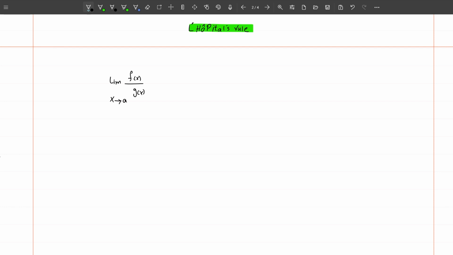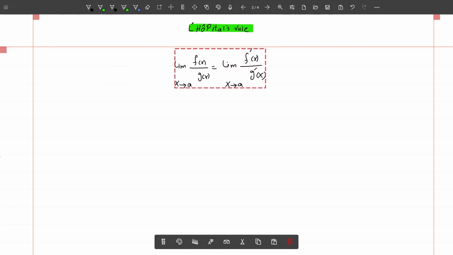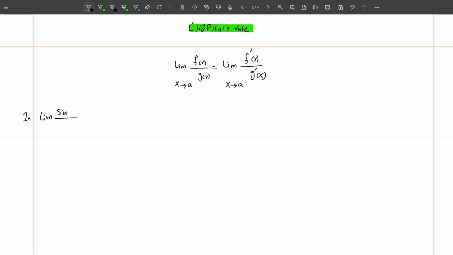But as it turns out, this is just equal to the limit as x approaches a of f prime of x over g prime of x. Let's see a bunch of examples. Well, we know that we have to begin by substituting 0 in place of x. So sine of 0 over 0, and sine of 0 is 0, so 0 over 0, and this here is undetermined. So we can go ahead and use L'Hopital's rule.